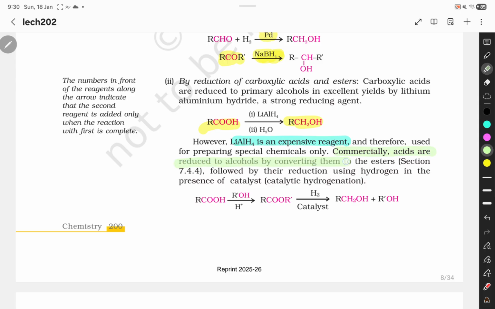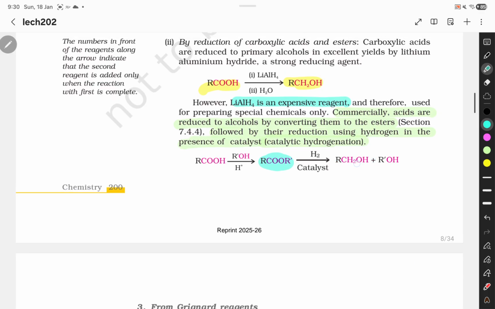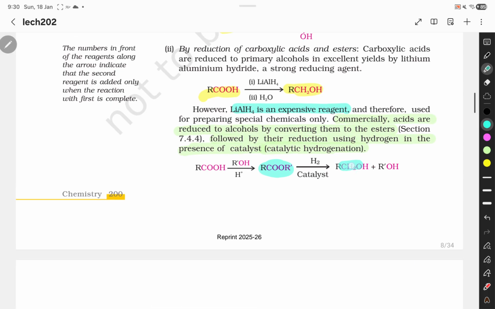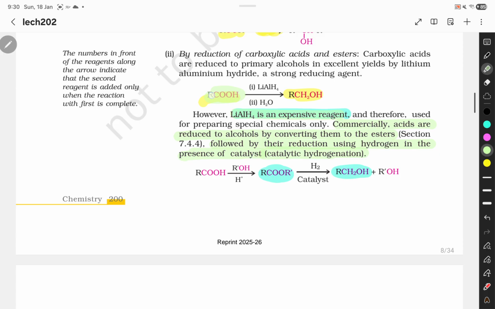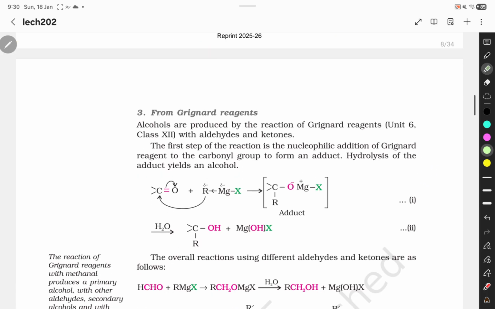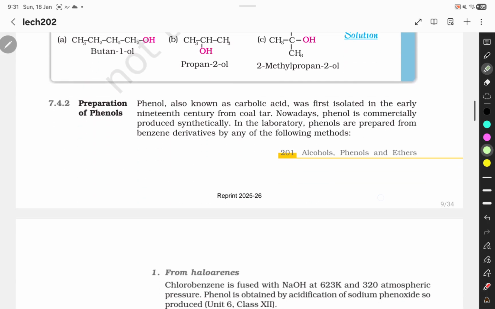Commercially, acids are reduced to alcohols by converting them to esters, followed by the reduction using hydrogen in presence of a catalyst, which is catalytic hydrogenation. So first you form the ester, then after that you just hydrogenate it. Okay, this is a very specific reaction that they had given, and that is why LiAlH4 is not used to prepare the alcohols from other functional groups. Then from Grignard reagents is the normal mechanism that we have been following for a very very long time.